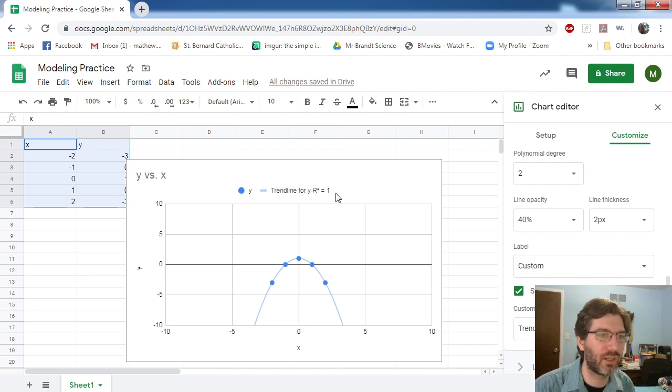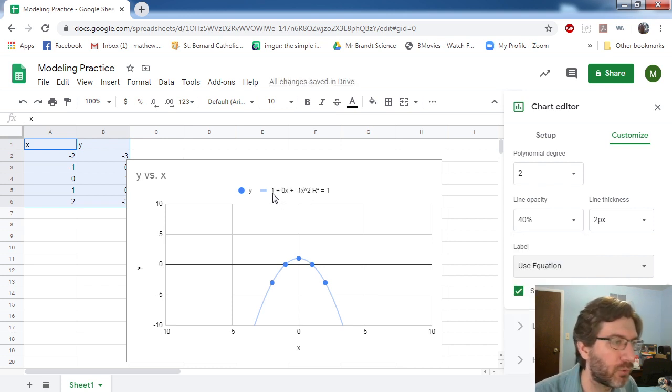It's calling it the trend line. I'll do it both ways. But if you click here, you get the option of none, custom, or use equation. Well, if you click use equation, it actually puts the equation right there for you. It tells you y equals 1 plus 0x plus negative 1x to the second. Just keep in mind that's not written in standard form, because in standard form we want the highest degree monomial first.